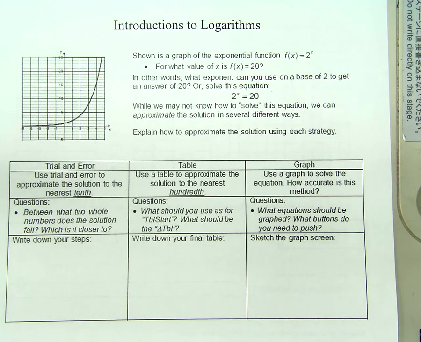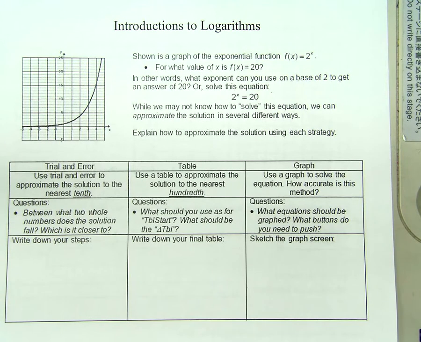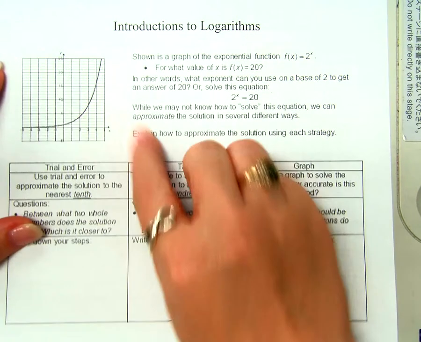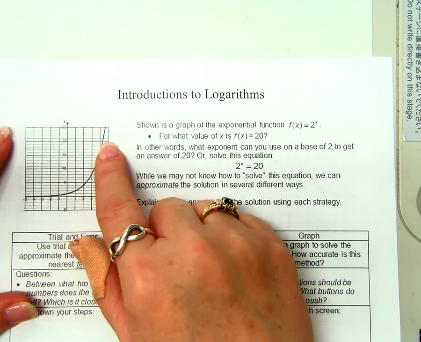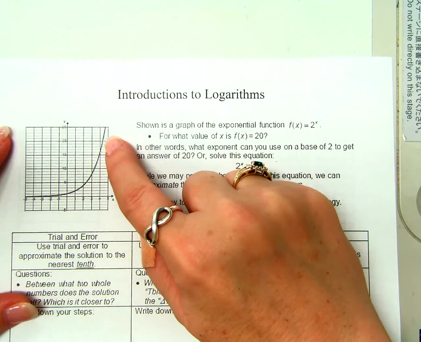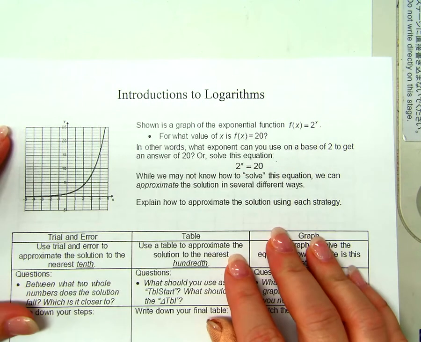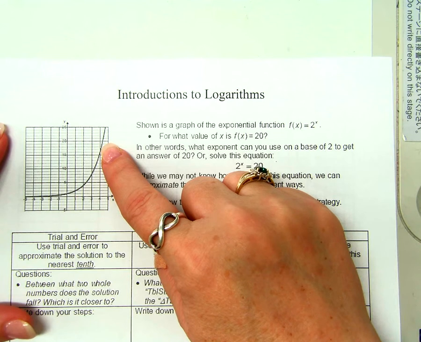Fair enough? So, shown to the left, right over here, is the exponential function y equals 2 to the x power. For what value of x is the function equal to 20? Is that something we could read this graph and figure out? Where's the function equal to 20? Right there, right? Is that something we can know exactly where that is? By looking at the graph, we can know exactly where it is? No. It would be a guess, right?